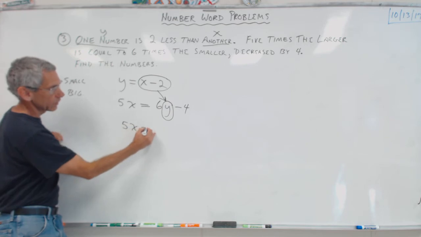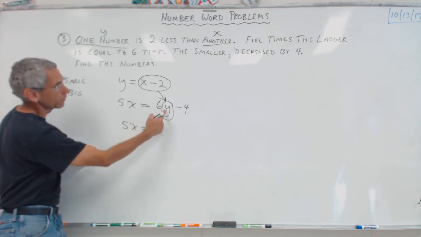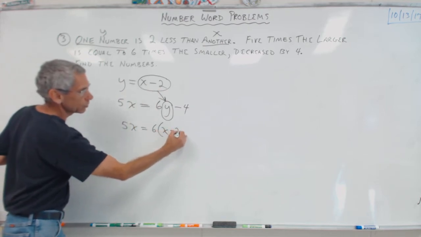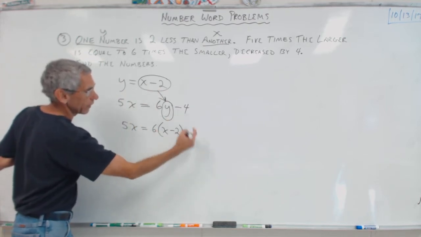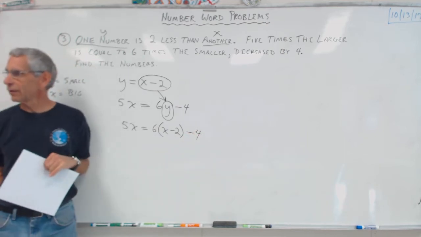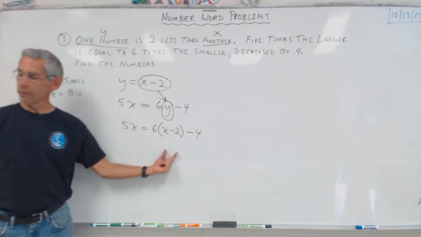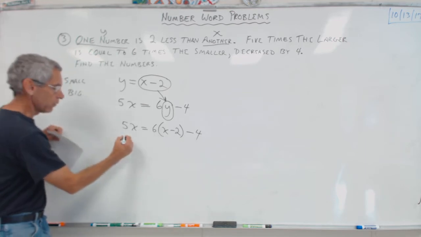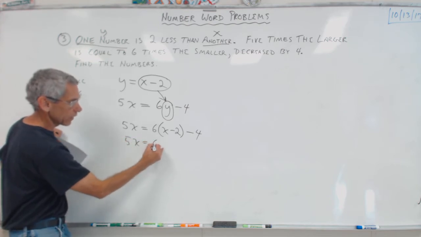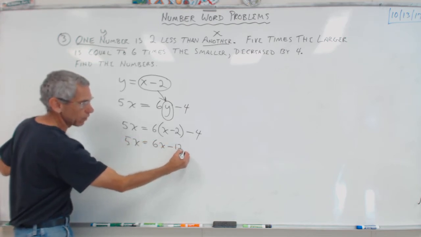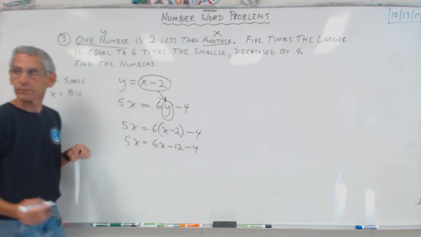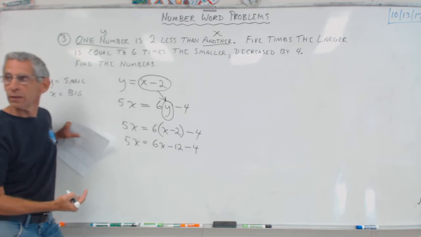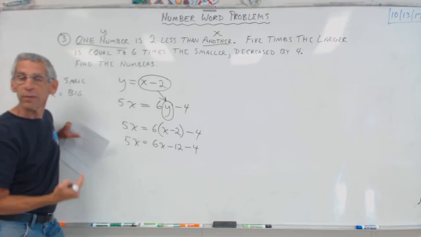So here we go. 5x is equal to 6, and now instead of y, I'm going to use parentheses around this blob here: x minus 2, parenthesis, and then minus 4. Everybody see what I did? Those parentheses are important because you're multiplying the 6 times both of the numbers in there. So now we have 5x is equal to 6x minus 12 minus 4. What's minus 12 minus 4? Minus 16.